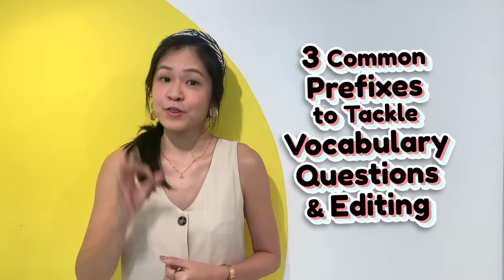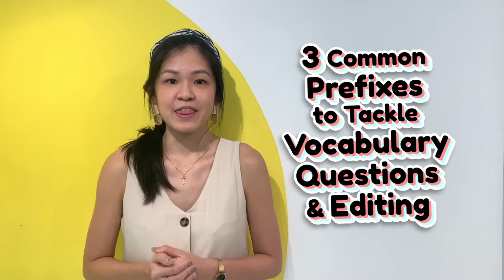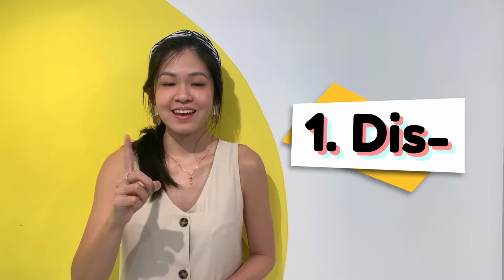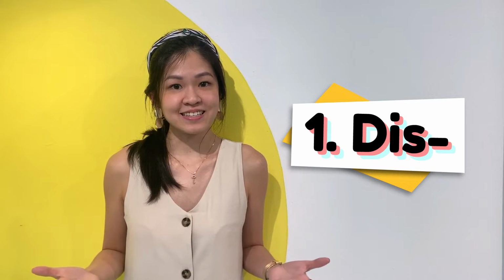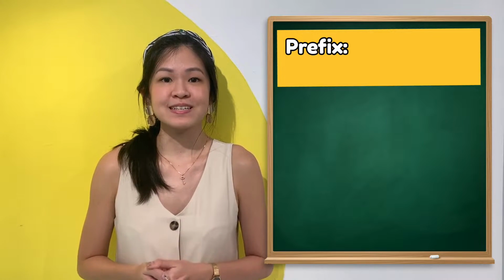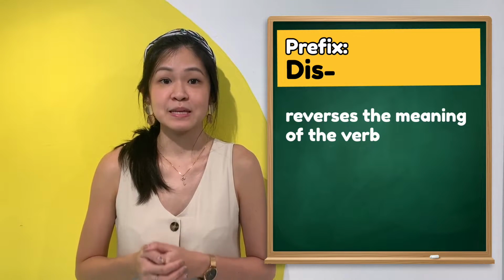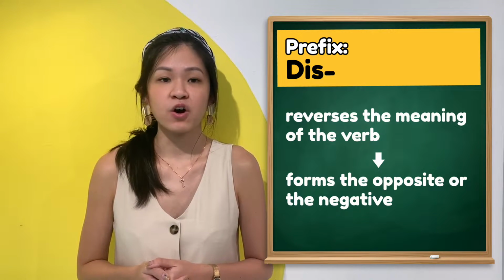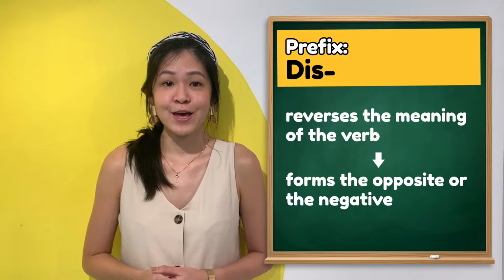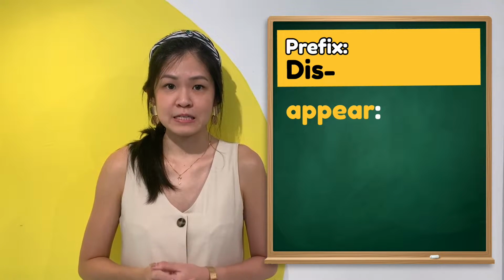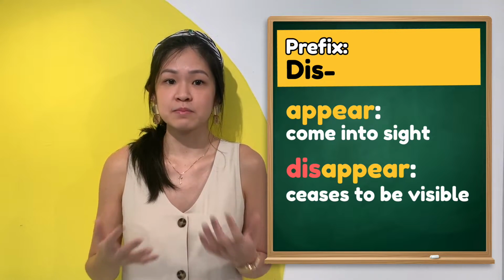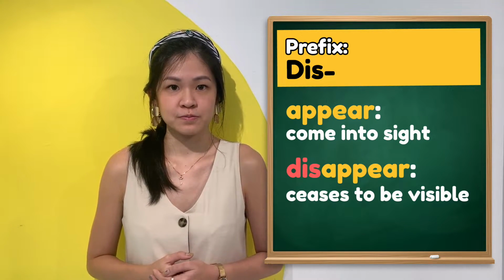Today, I will cover 3 common prefixes that we may encounter in English paper. Number 1, DIS, dis. The prefix dis reverses the meaning of the verb that it is attached to and forms the opposite or the negative. For example, appear means to come into sight, while disappear means something ceases to be visible.